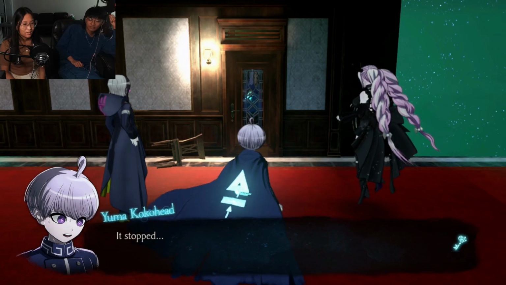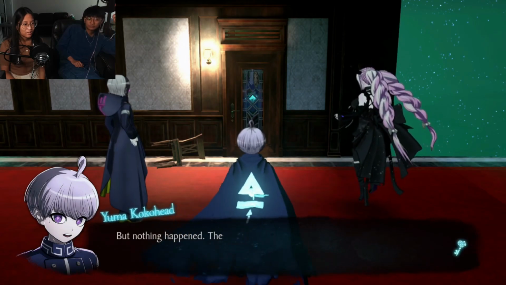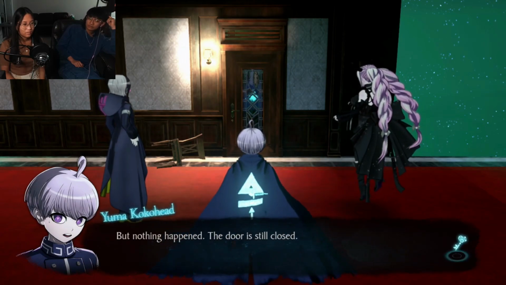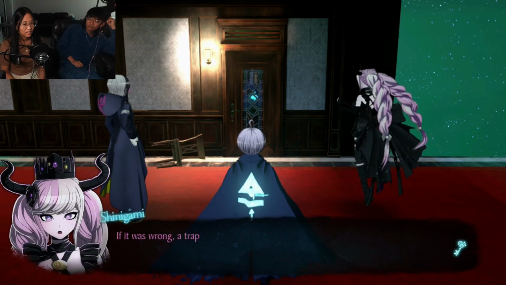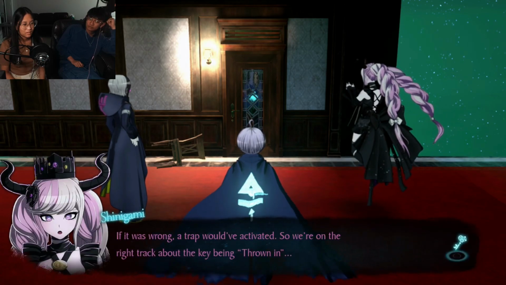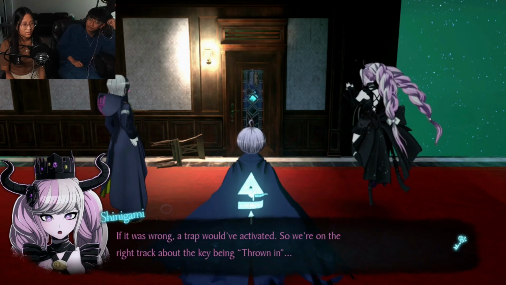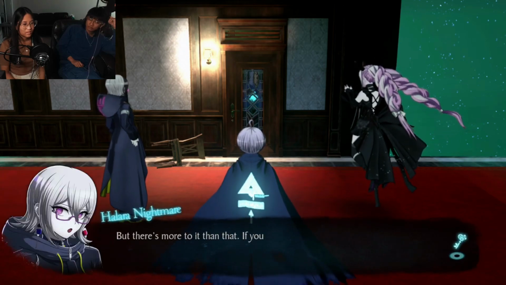It stopped. But nothing happened. The door is still closed. If it was wrong, a trap would have activated. So we're on the right track about the key being thrown in. But there's more to it than that.